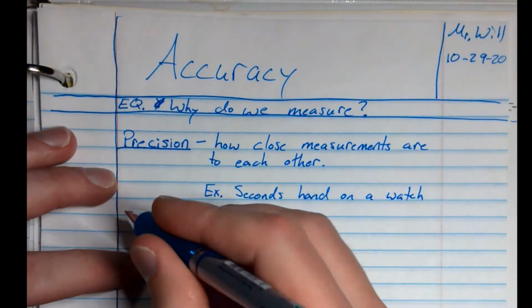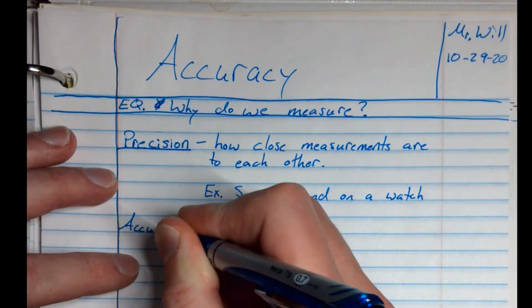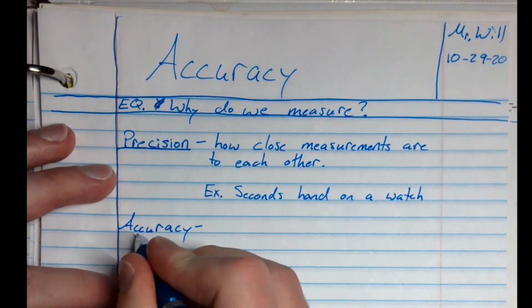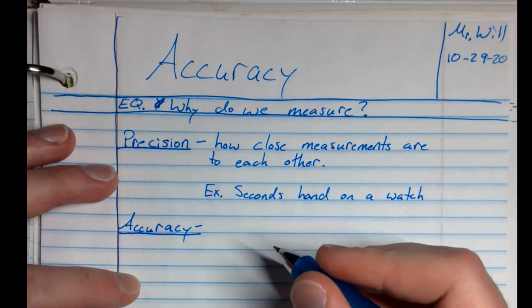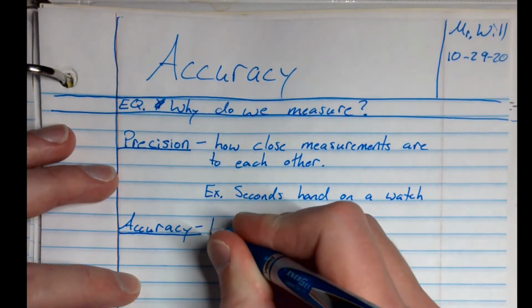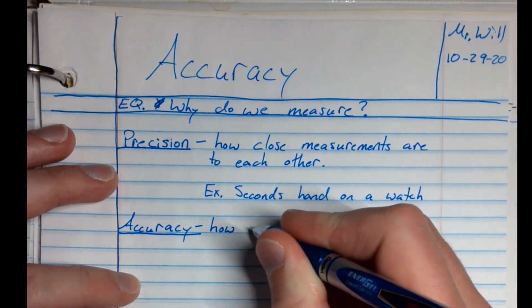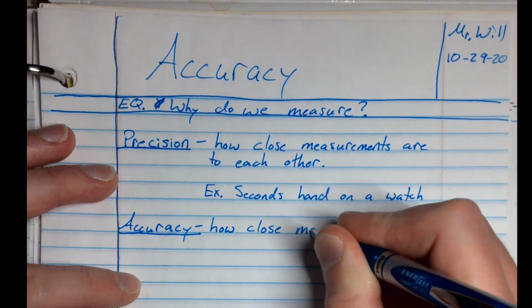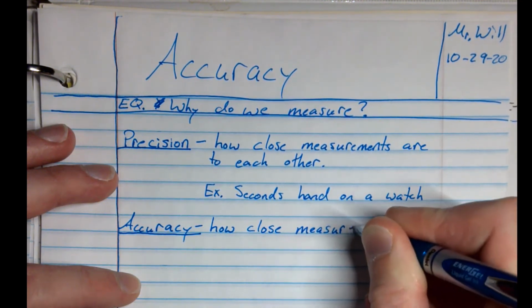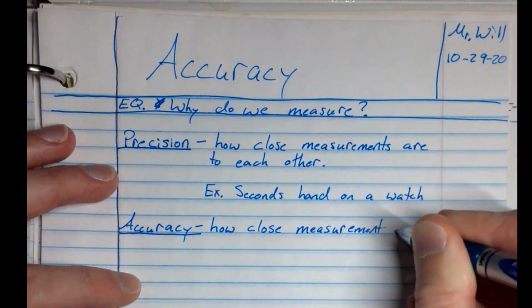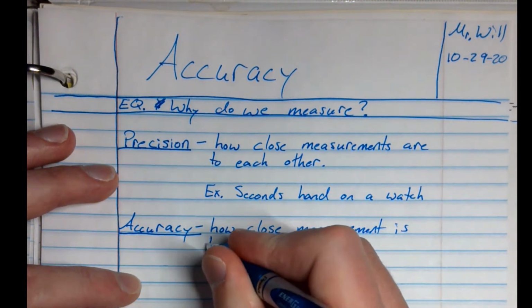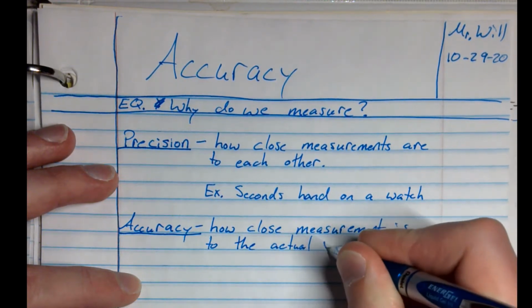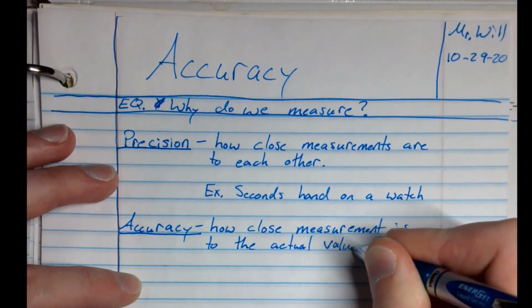And then accuracy. Those are two C's, by the way. Accuracy. Accuracy is how close the measurement is to the actual value.